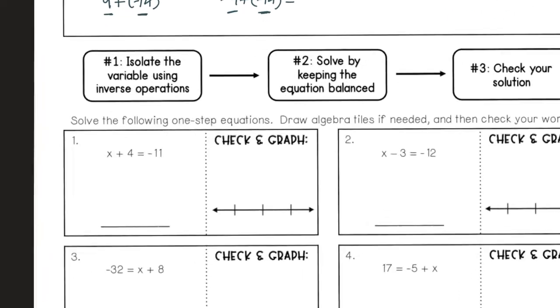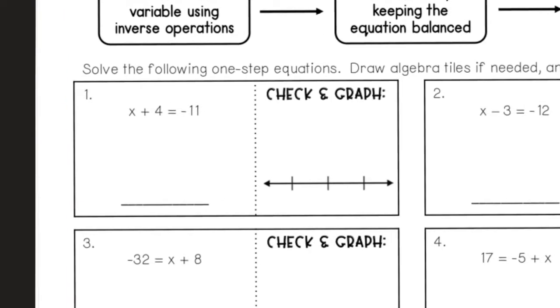So now I'm going to look at problem number 1. Okay, I have x plus 4 equals a negative 11. So I know I want to isolate my variable. That's the goal number 1. So that means that I need to get rid of this positive 4 that's with it. And if I have 4, if I want to get rid of it, I'm going to take away 4, making my variable all alone. That's 0. And whatever I do on one side of my equation, I have to do on the other.